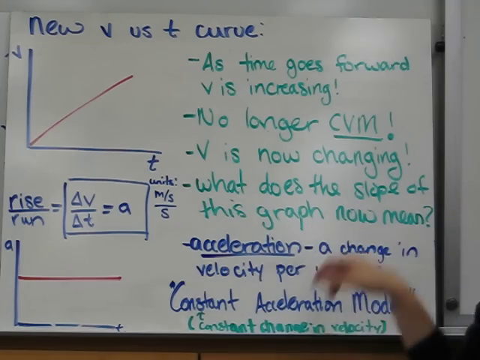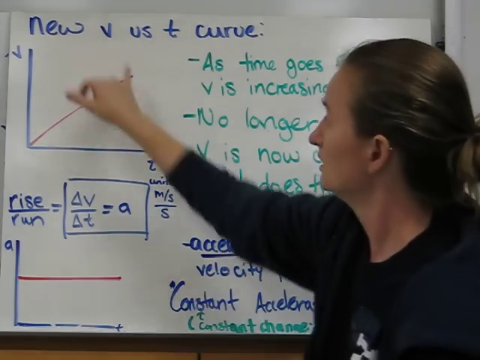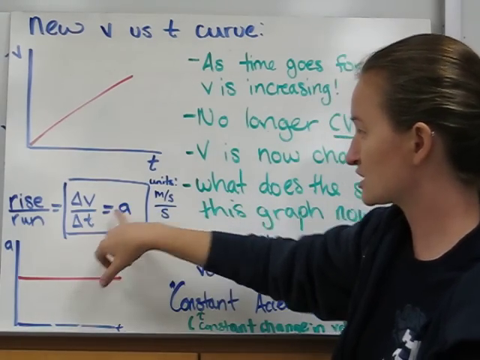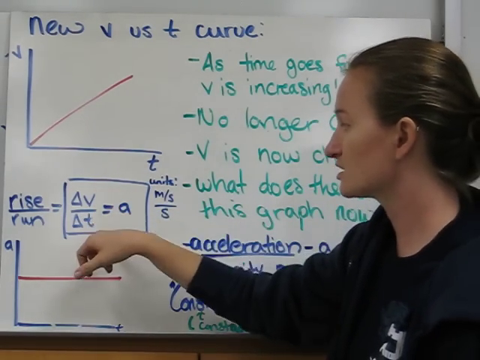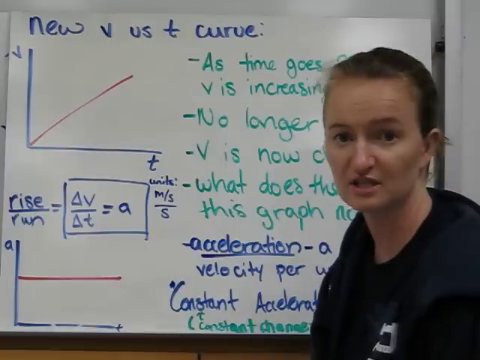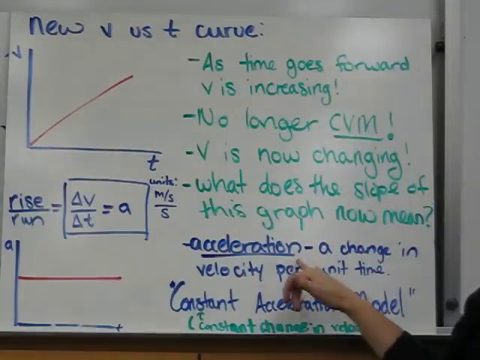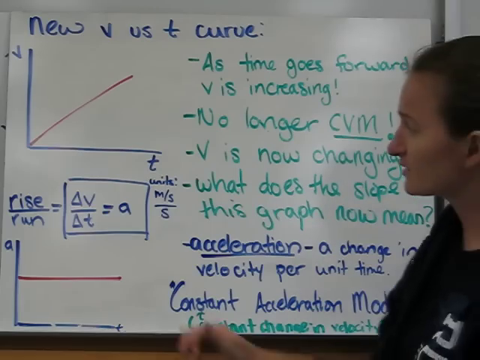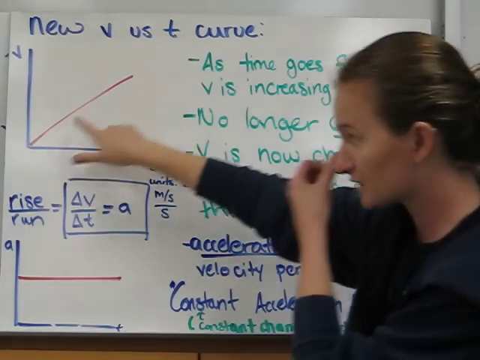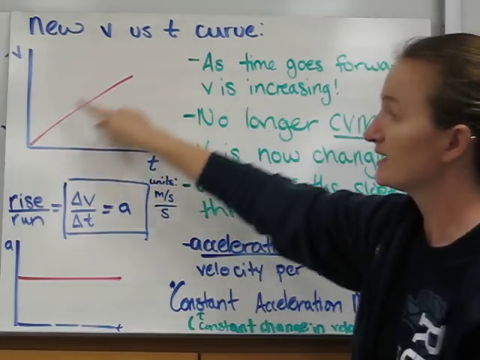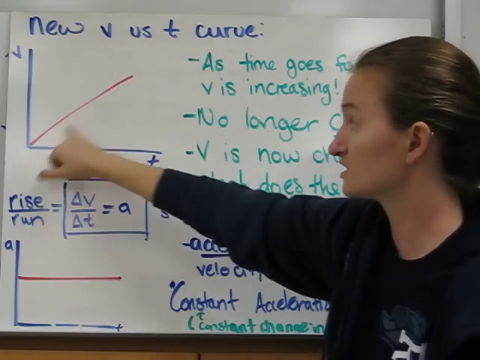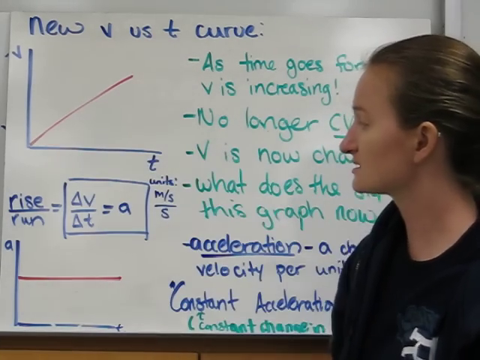What does the slope of this new graph mean? Well, we can do the rise over the run, and we see that it's the change in velocity over the change in time. The change in velocity over change in time, by definition, is what we call the acceleration. It's a change in velocity per unit time. And we can see that the slope of this line is constant for the entire time period, so the acceleration, which is the slope, must be constant as well.